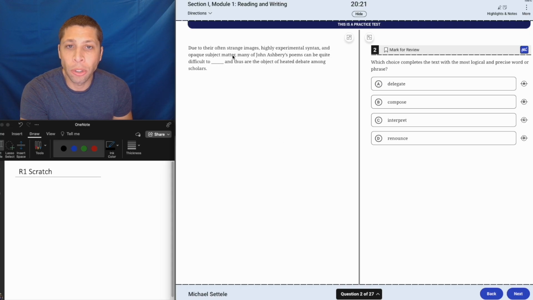Due to their often strange images, highly experimental syntax, and opaque subject matter, many of John Ashbery's poems can be quite difficult to understand, and thus are the object of heated debate. Interpret.